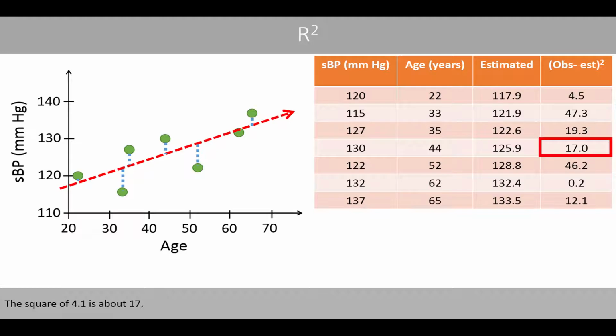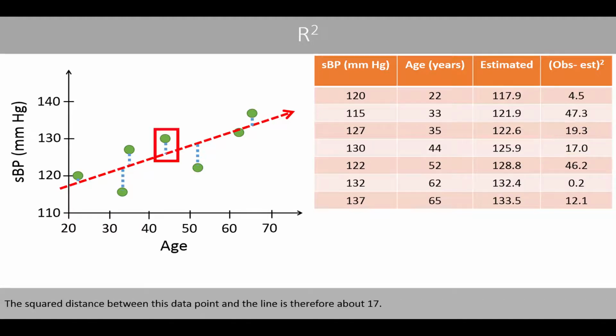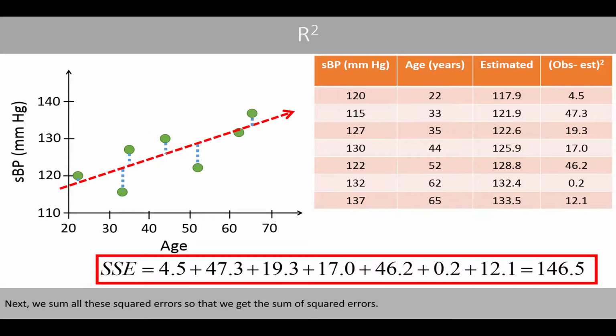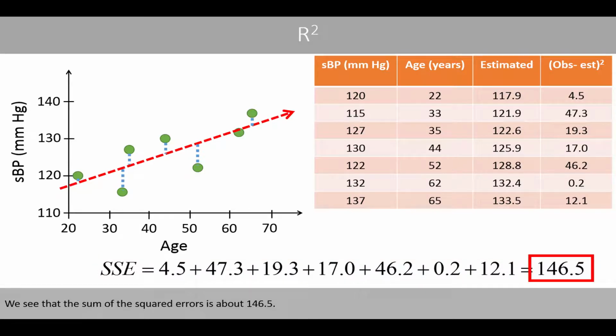The square of 4.1 is about 17.0. The square distance between this data point and the line is therefore about 17. Next, we sum all these squared errors so that we get the sum of squared errors, SSE. We see that the sum of the squared errors is about 146.5.